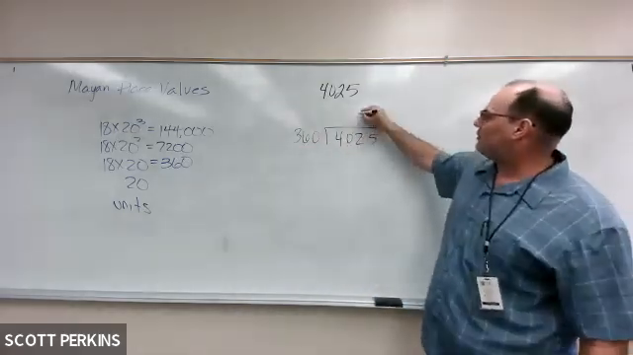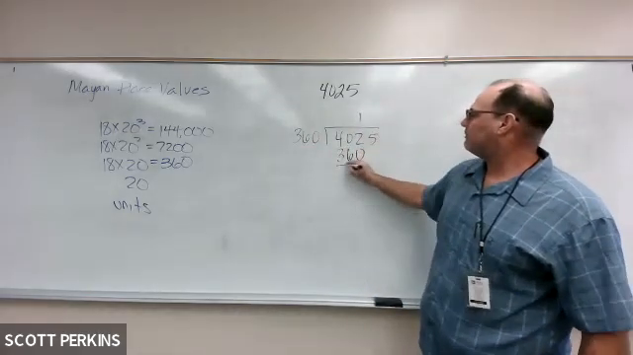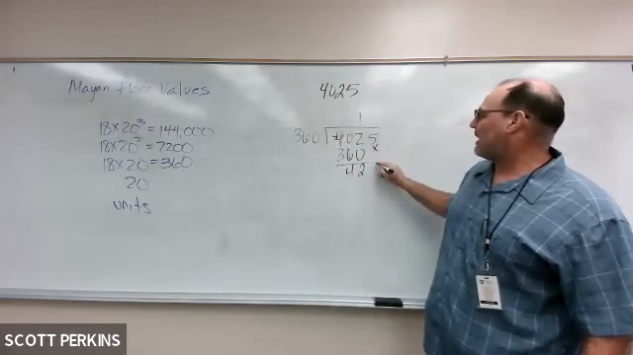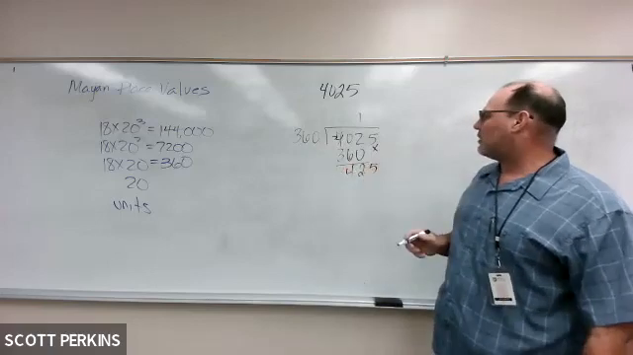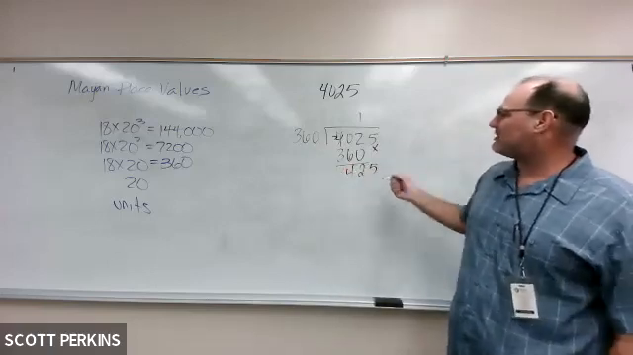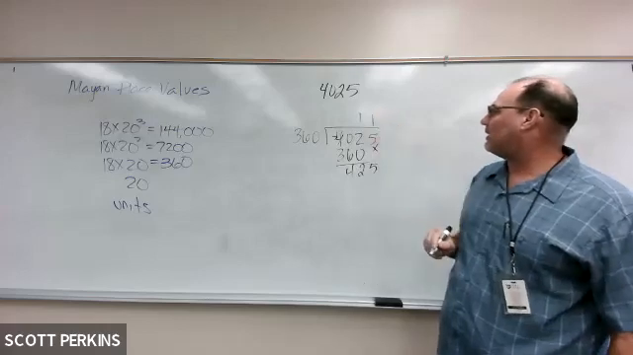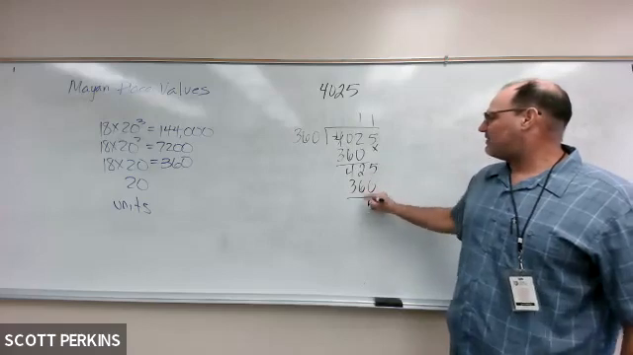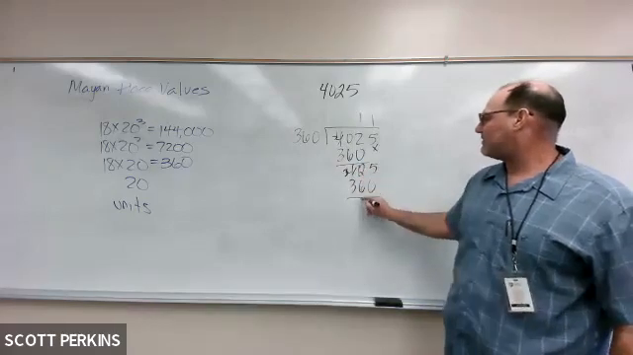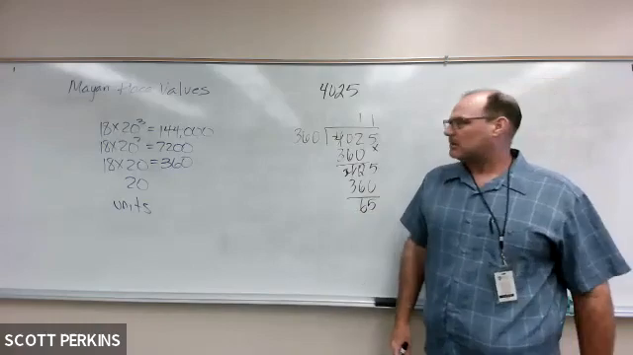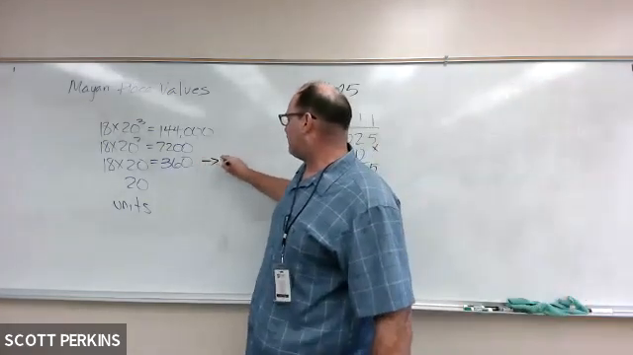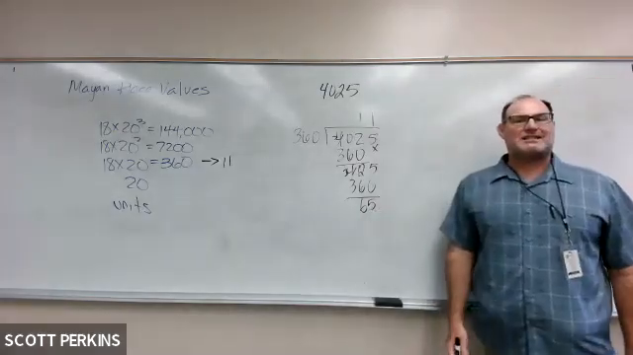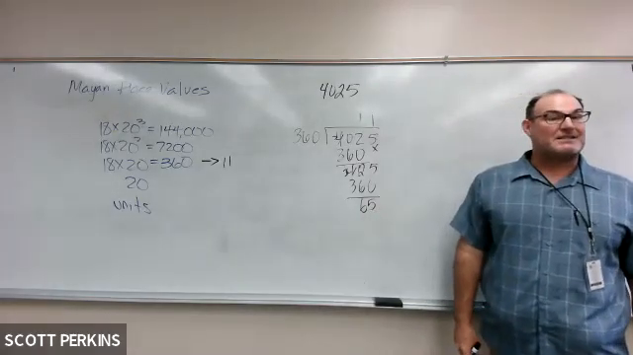360 goes into 402 once. That leaves me 42. I bring down the 5. 360 is going to go into 425. It looks like that's going to happen once as well. Leaves me 5. And then when we borrow, we have 65. So I have 11 groups of 360. I'm left with 65.